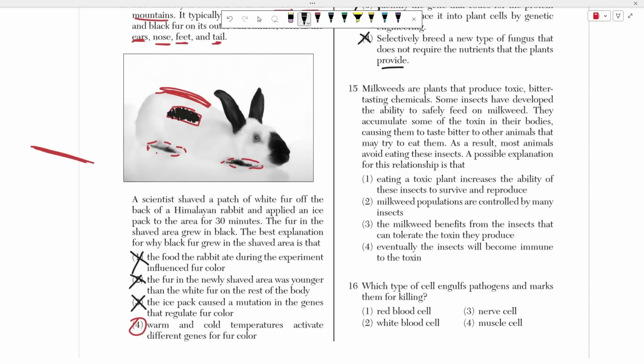A possible explanation for this relationship is that, choice 1, eating a toxic plant increases the ability of these insects to survive and reproduce. Okay? So if they eat a toxic plant, the toxic stuff inside of their body increases their ability to survive because other animals won't eat these animals that are deemed toxic, right? If a bird eats this insect that is full of milkweed, then the bird will get sick, and the bird will eventually learn not to eat that specific type of insect, okay?